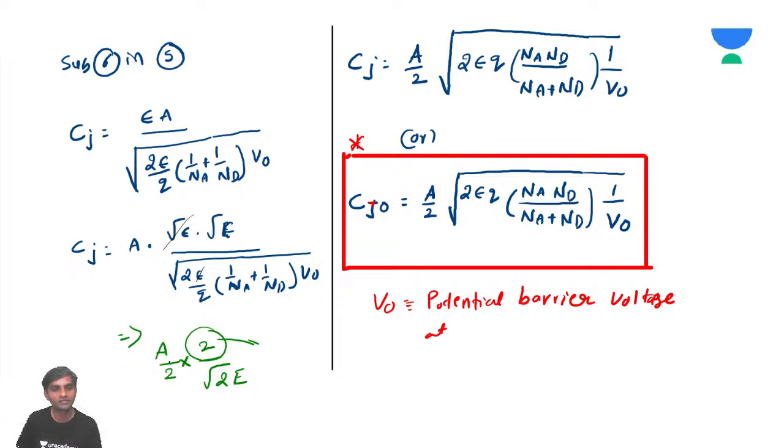So how can I write this? Can I write this as A by 2 into square root 2 into square root 2 by square root 2? So the square root will get cancelled. I'm multiplying and dividing with 2. What you'll get is simply A by 2. What will be remaining? A by 2, and the root 2 in the denominator will go up, so you'll get 2 epsilon q into Na Nd. Did you get my point now? Is the point clear?